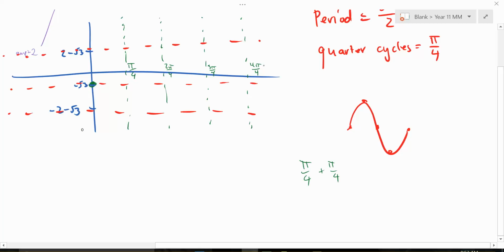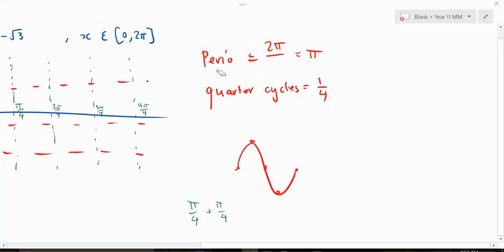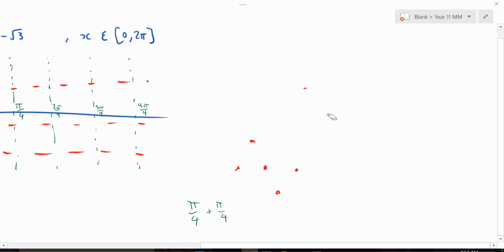But remember, my domain was going from 0 to 2 pi, so I just need to do another one of these cycles. And that's easy. You can just follow on. So if I just rub all this off and make space for it, we can now sketch it.